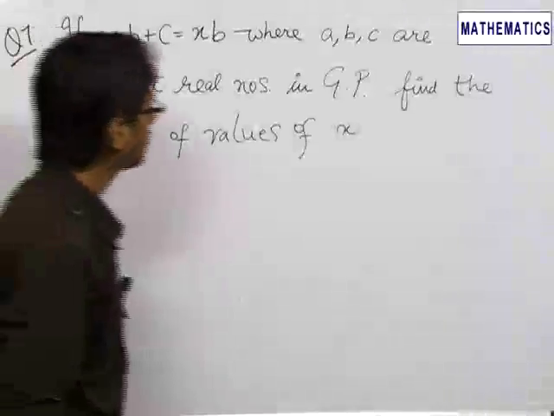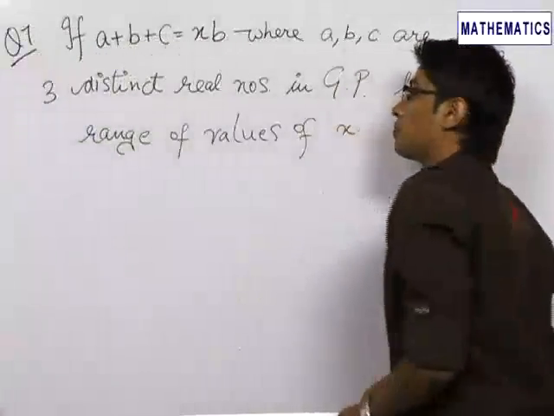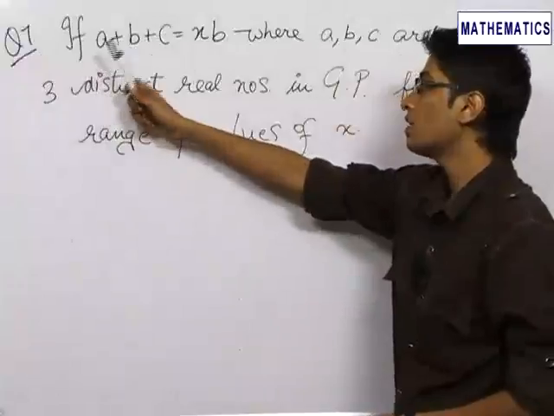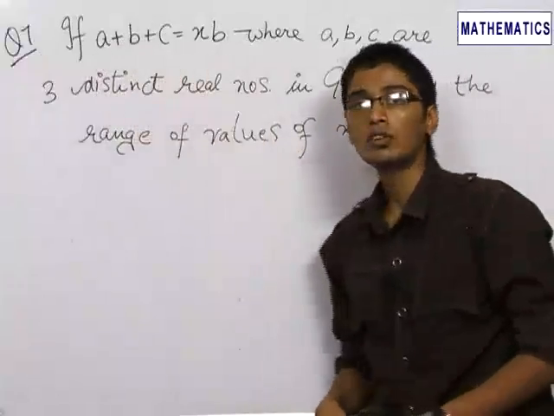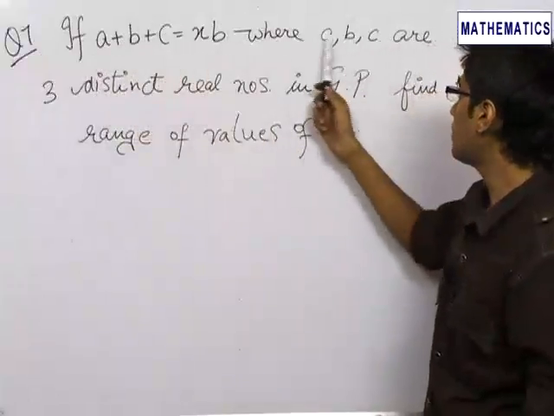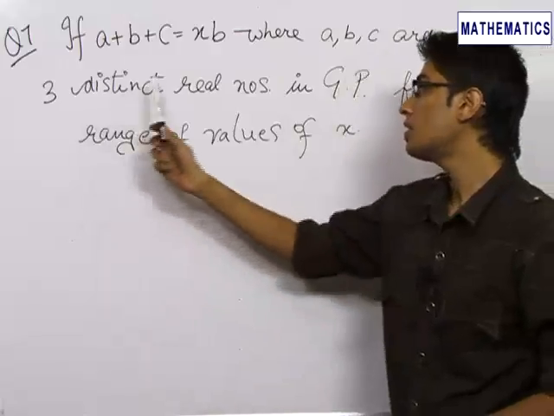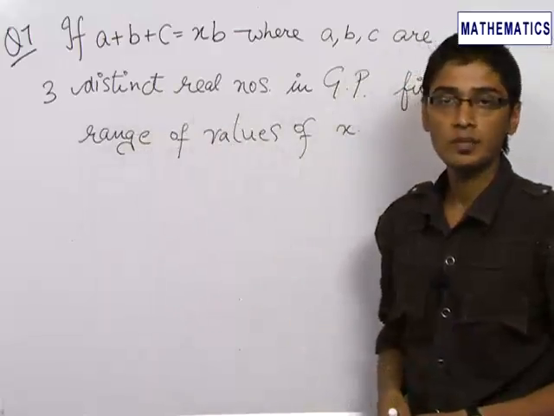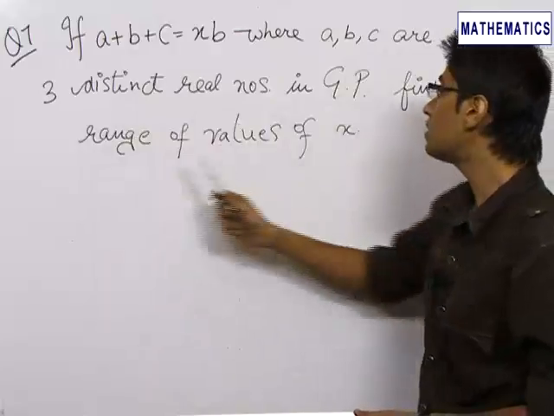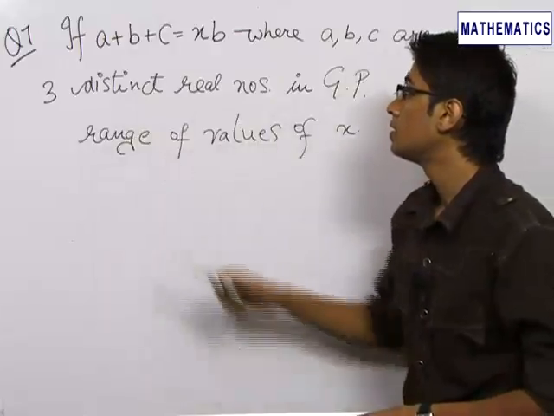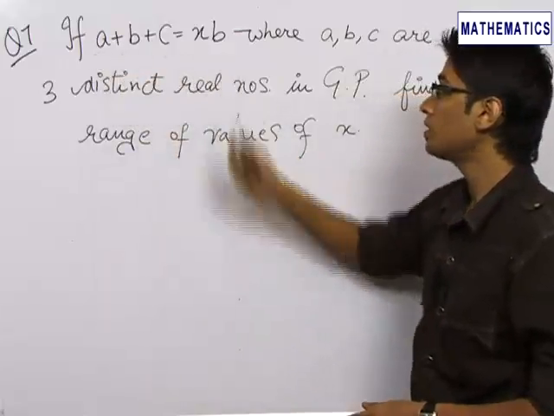Our next problem is also a very interesting GP problem. We are given that a + b + c = x times b, where a, b and c are three distinct real numbers which are in GP. Then we need to find the range of values of x in order for this expression to be true.